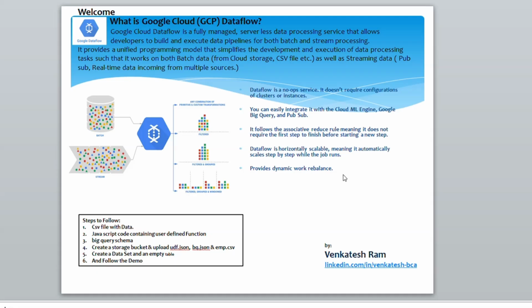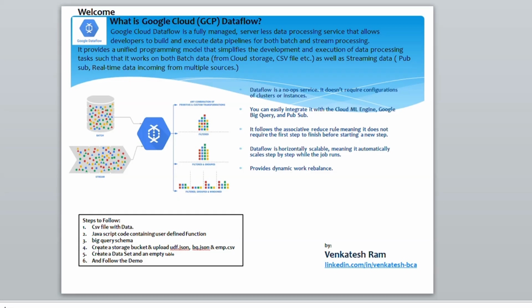We are going to use the cloud storage file loaded into the BigQuery table using the Dataflow template. First and foremost, there are five important steps to be followed. The first one is you should have data of your own choice, and then let's create a JavaScript code containing the user-defined function and the BigQuery schema, which will tell you the column names and the data type.